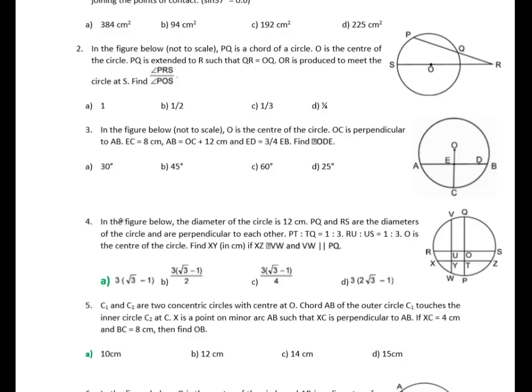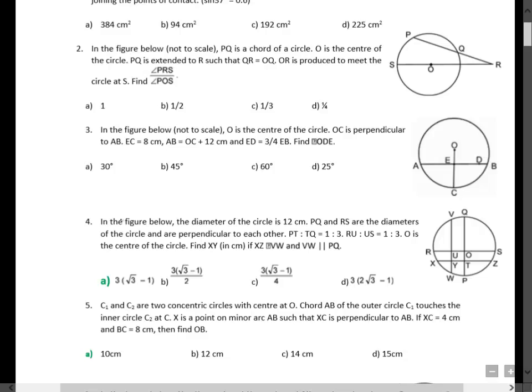First, draw a straight line from P to O. Just draw a straight line. So you need to find the relationship between angle PRS and angle POS. How can you find it? No angle is given. So you just need to compare the angles. Now how will you compare the angles? We need to find at least one more piece of information.